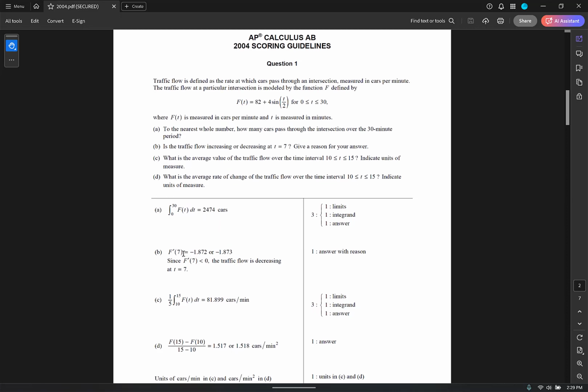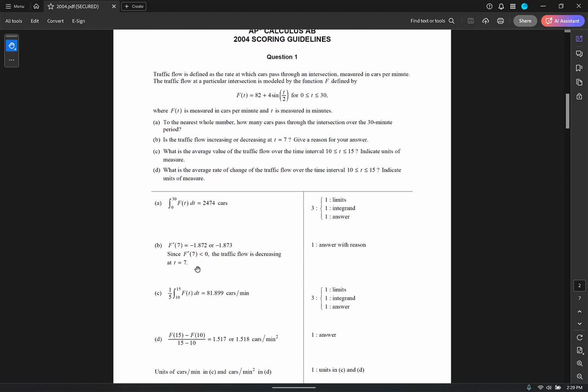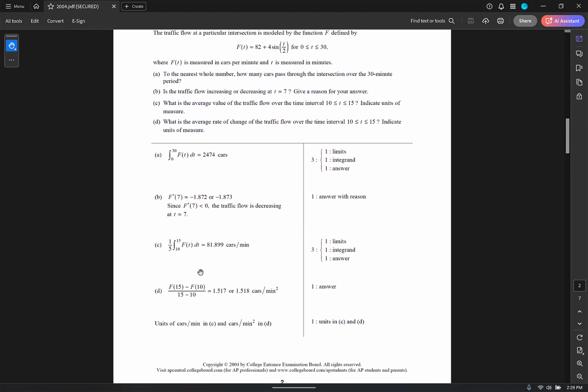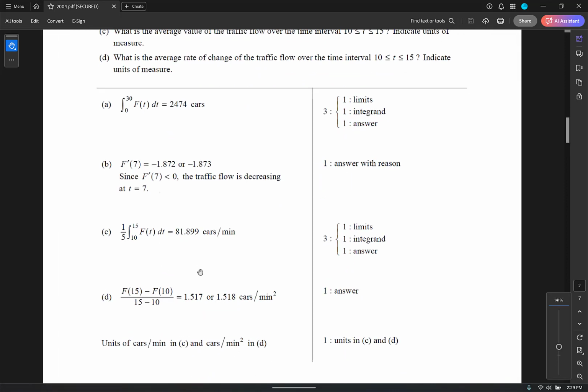Letter B, F prime. So letter B was worth 1 point. I thought letter B was worth 2, but so it's either all or nothing on letter B. F prime is negative 1.872 or negative 1.873. Since F prime is negative, the traffic flow is decreasing at t equals 7. Perfect. It was C where I was asking about. Yeah. Letter C, cars per minute, 81.899. It was 3 points.